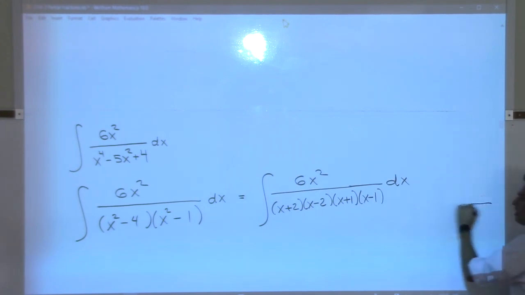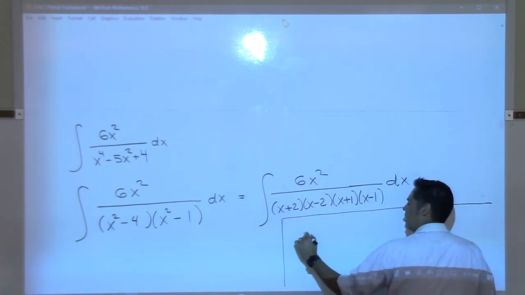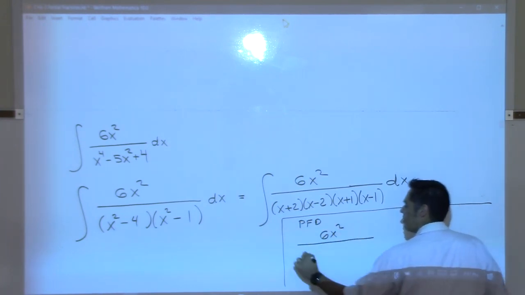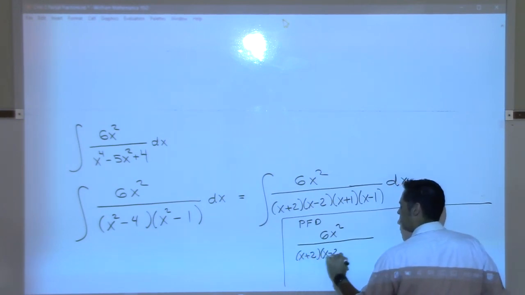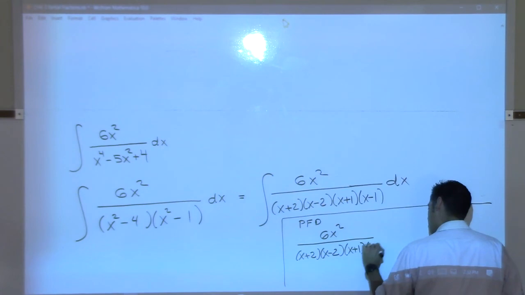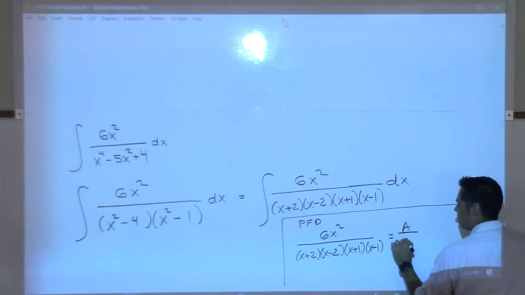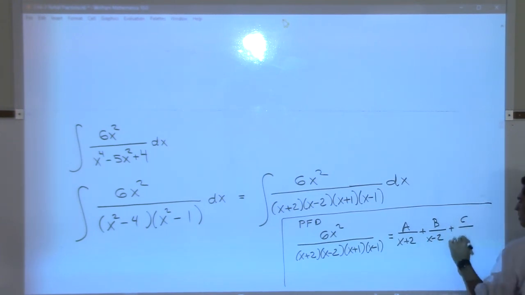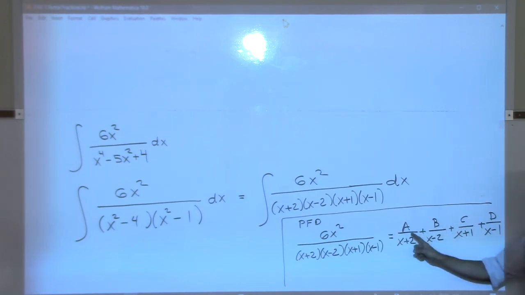So now I can go to my college algebra partial fraction decomposition. I can go 6x squared over x plus 2 times x minus 2 times x plus 1 times x minus 1. And then here we go. This is going to be A over the first one, B over the second one, C over the third one, D over the last one. And what's going to be really nice about this is when I do the LCD on both sides, I'm going to be able to use the short method. And the reason why is because when we multiply through it, well, you just have to see it, I guess.